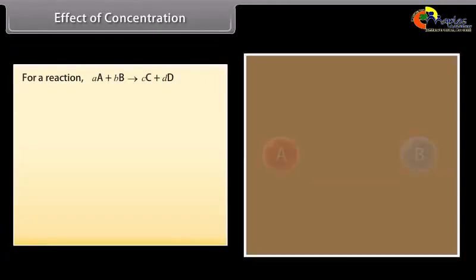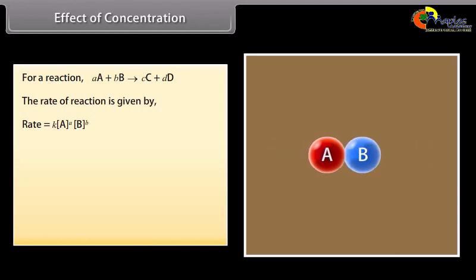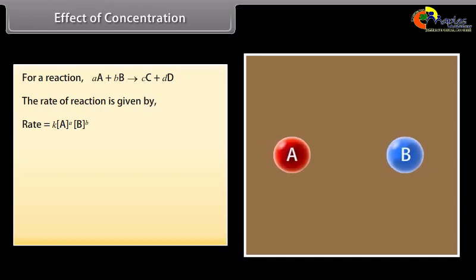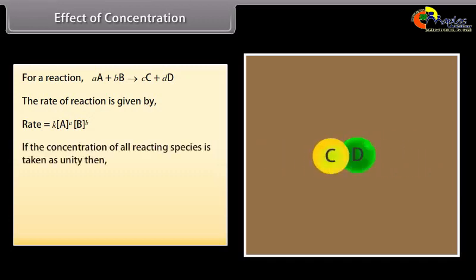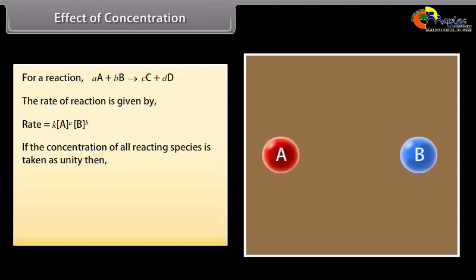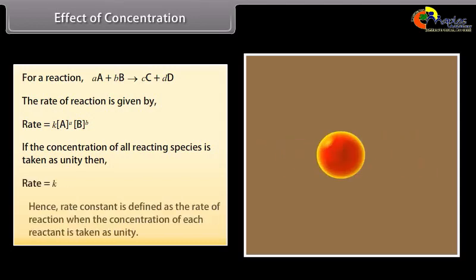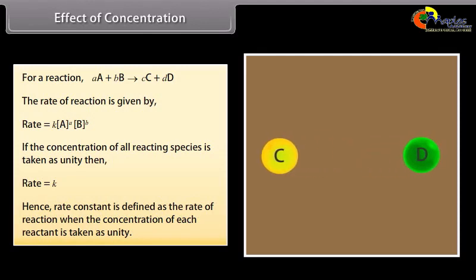For the given reaction, rate of a reaction is equal to the product of k, [A] raised to the power a, and [B] raised to the power b. If the concentration of all reacting species is taken as unity, then rate is equal to k. Hence, rate constant is defined as the rate of a reaction when the concentration of each reactant is taken as unity.